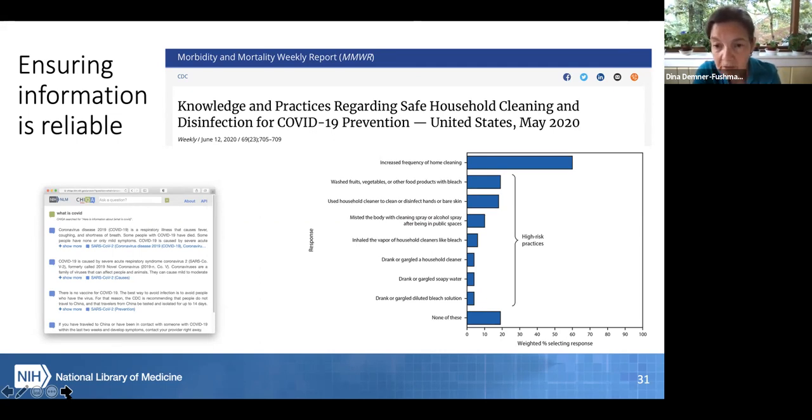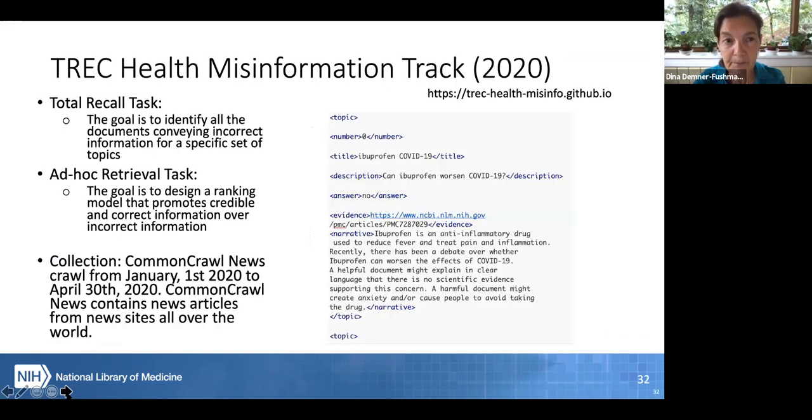And in that survey that CDC conducted around that time, you can see that the majority of people really did not understand how harmful it would be to use bleach in other ways than it is designed for. So yes, we definitely need to have filters that do not let people get misinformation. And this is, as I mentioned, what the health misinformation track was targeting specifically.